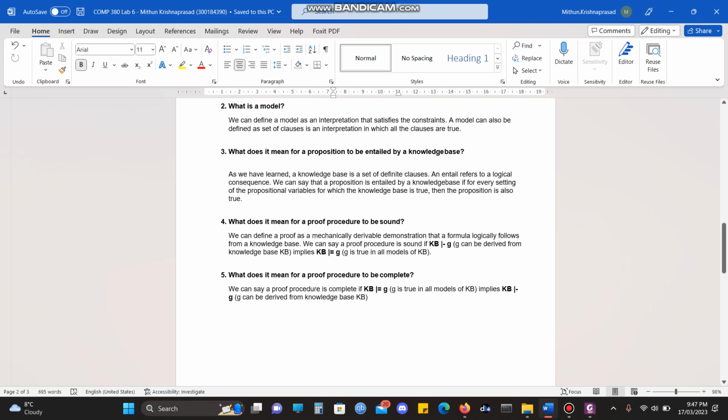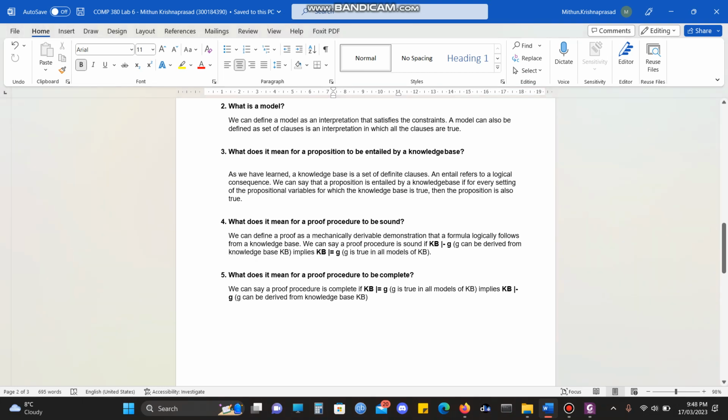And so what does it mean for a proof procedure to be sound? I began by giving a definition of proof: it's essentially a mechanically derivable demonstration that a formula logically follows from a knowledge base. We can say that the proof procedure is sound if, for example, in this case, G can be derived from the knowledge base, and if so, it implies that G is true in all models of the KB.